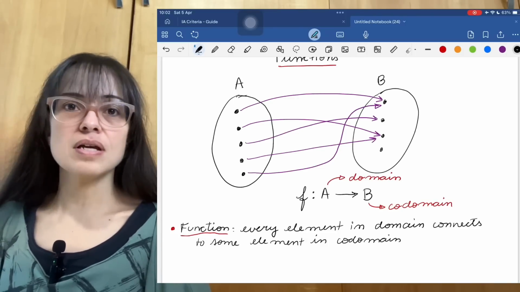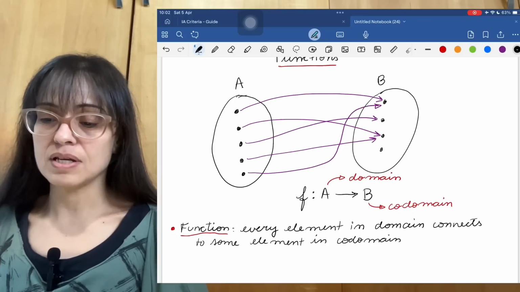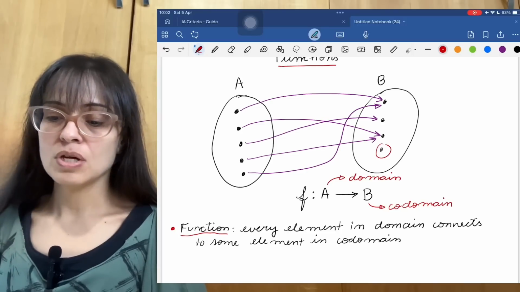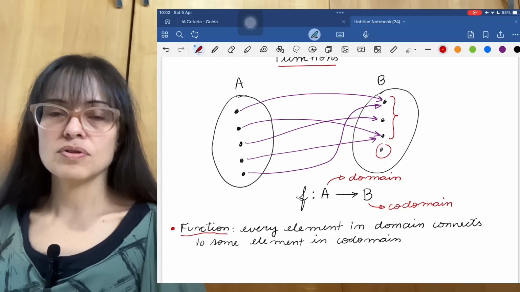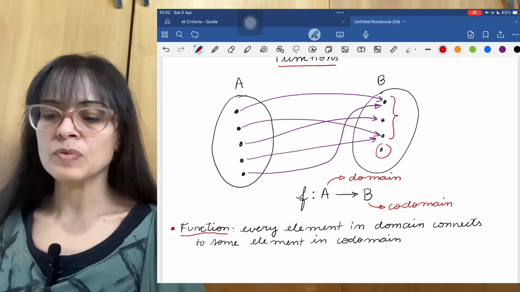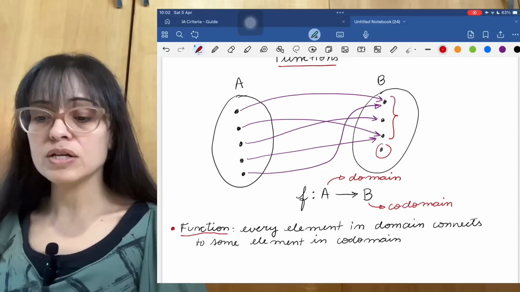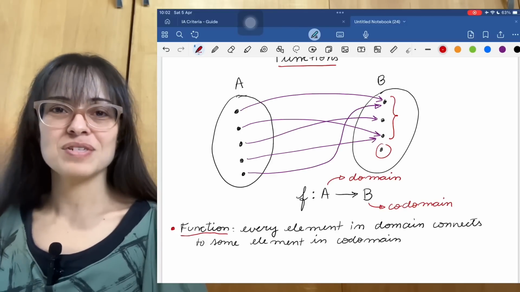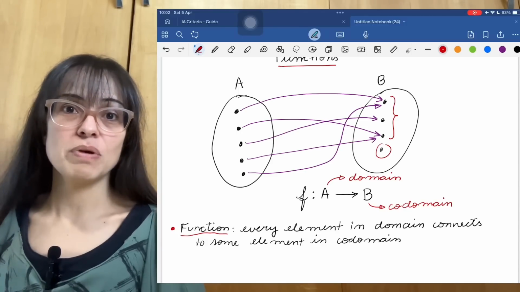And as you can see, I've done some weird things in the set B. This guy has not received any arrows. These three guys are the subset of B that have actually received some arrows from A. So that is the range. The range is the subset of the codomain that actually receives some arrows from the domain.